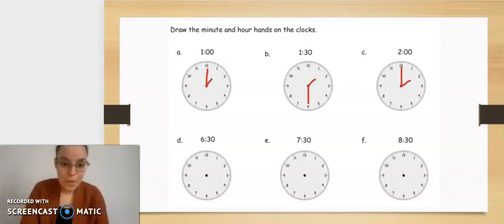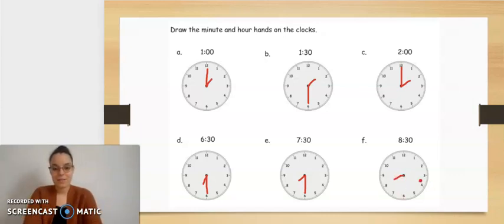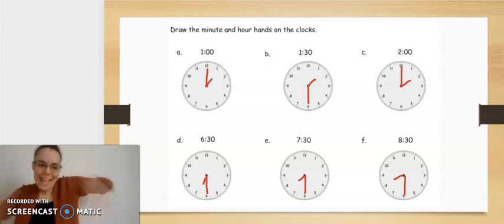All right, 6:30. You should have drawn it halfway between the 6 and the 7, and then on the 6 for 30. 7:30, halfway between the 7 and the 8, and then on the 6 to show 30. 8:30, halfway between the 8 and the 9, and then on the 6 to show 30. Hey, who got that? Who got that? If you did, I got that. I can hear you say, I got that.